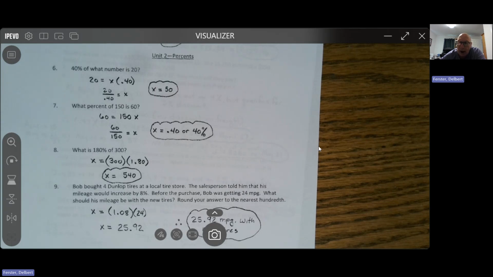Previously, Bob's mileage was 24 mpg, and we're looking at an increase of 8%. So if you want to do it in one step, it's 1.08 times 24, and that would mean his new mpg figure would be 25.92 if he goes and gets the new tires. I chose to do it in one step instead of finding out what 8% of 24 was and then adding it on to the 24, although that would have worked just as well.